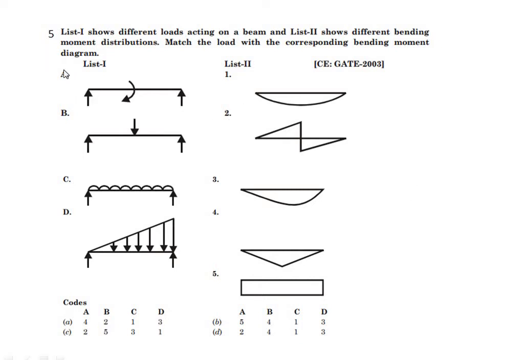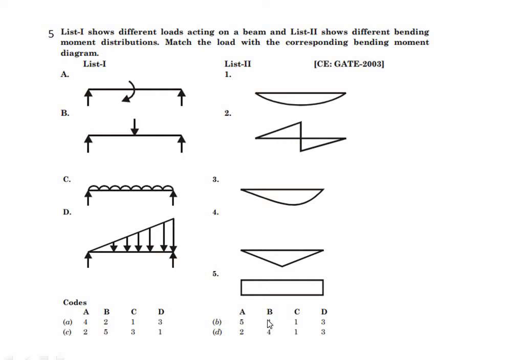So let's check for A. For A, you have a pure bending moment at the center. Remember the point, if you have a pure bending moment or a pure torque in a loading condition, at that point there will be a steep rise or fall in the bending moment diagram. So we go through these 5 bending moment diagrams. Only in the second diagram you have a steep fall, right. So this is going to be the option for load A. So for A, the corresponding answer has to be 2.